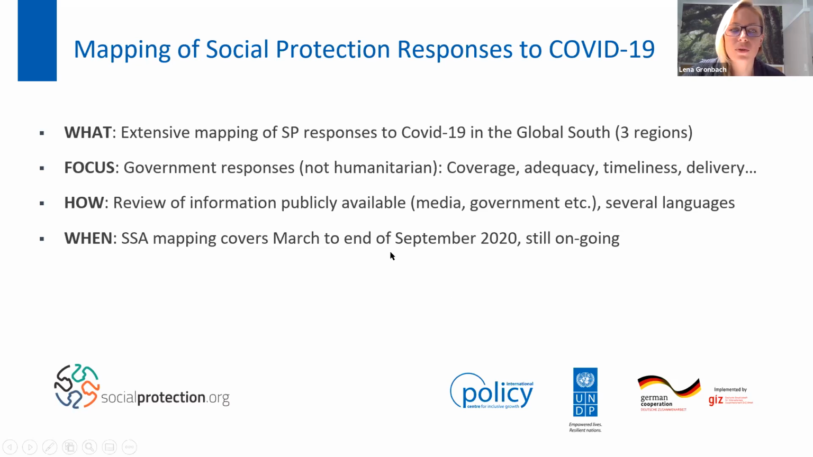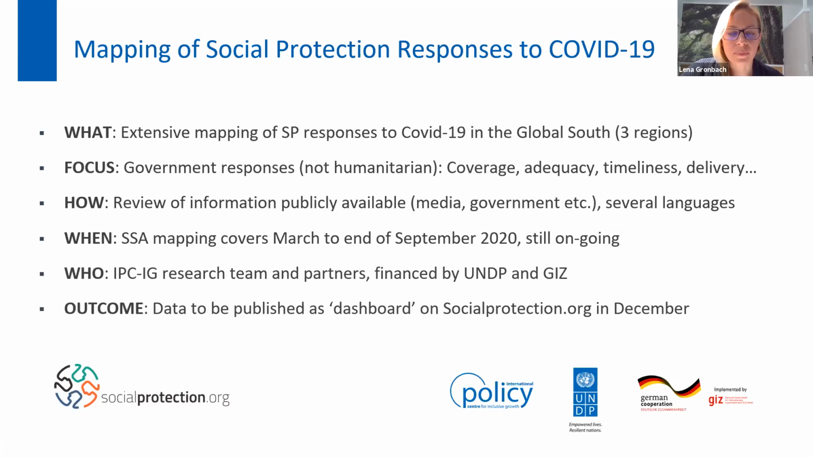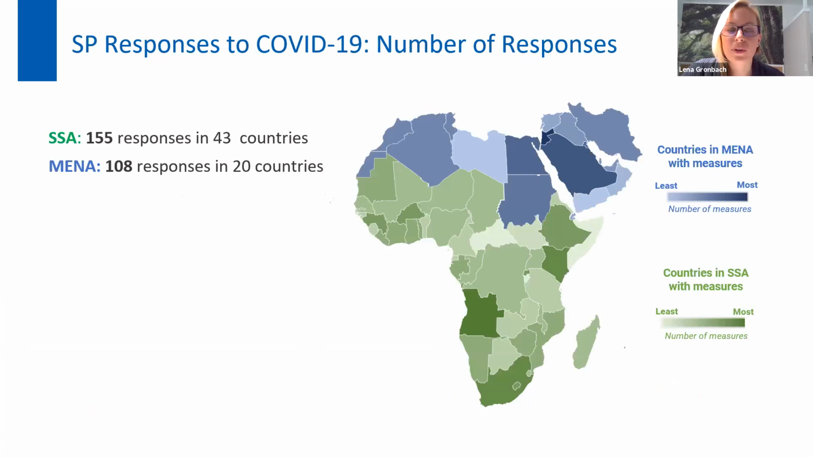And overall, it covers the period from when the responses started, so in March until end of September, but it is still ongoing. So we are still completing the mapping. And the outcome will basically be a dashboard of those responses that will be published on socialprotection.org in December. So hopefully by then we will also have a little bit of a more complete picture. But nevertheless, we do have some preliminary results.